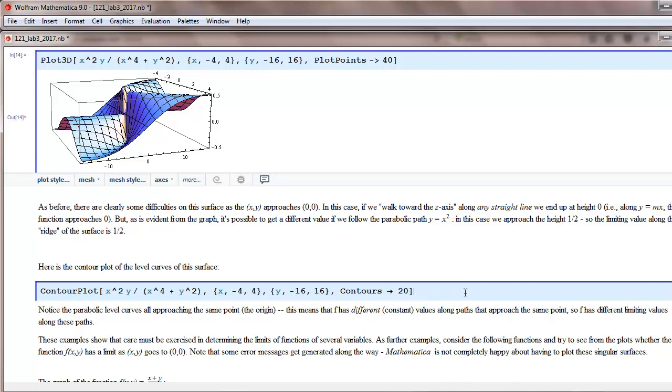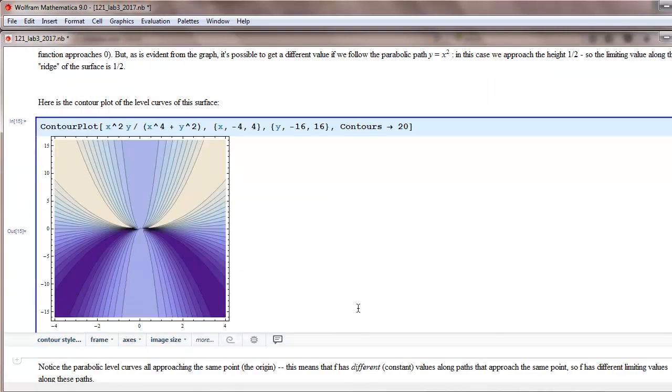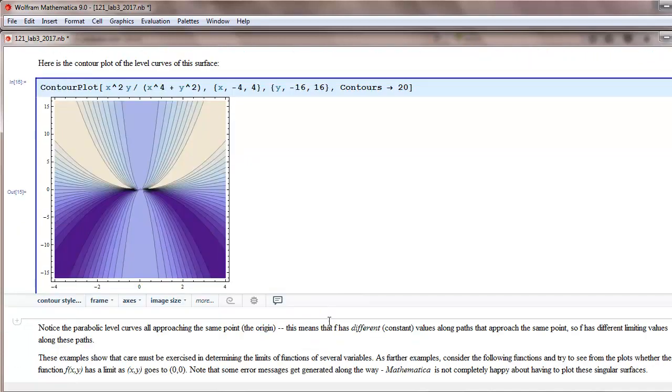All right, let's take a look at the contour plot here. Very interesting contour plot. And there's a little bit of a note down here. So notice that the parabolic level curves are all approaching the same point, the origin.